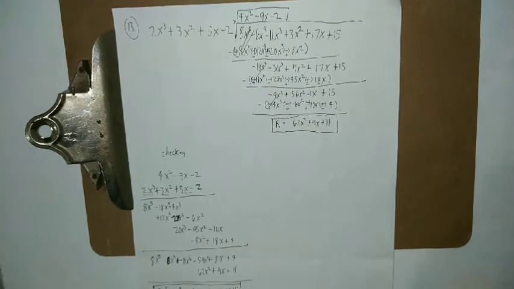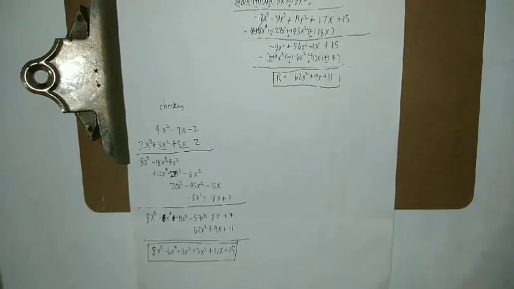So the answer is 8x raised to the 5th power minus 6x raised to the 4th power minus 11x cubed plus 3x squared plus 17x plus 15. So if the given in number 13 is the same as the answer in checking, so the answer is correct.